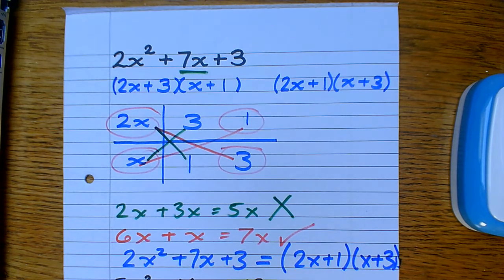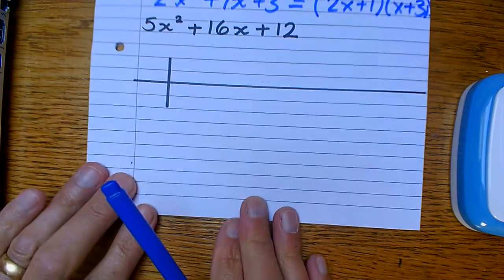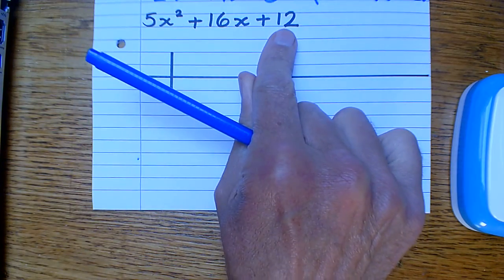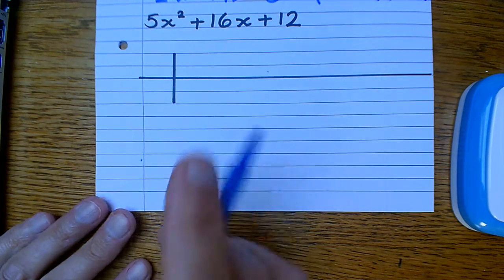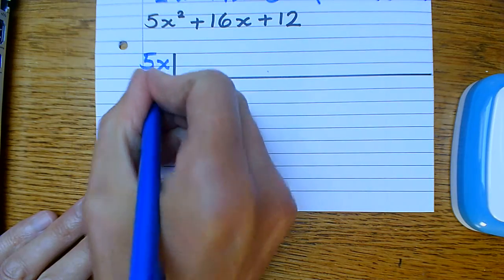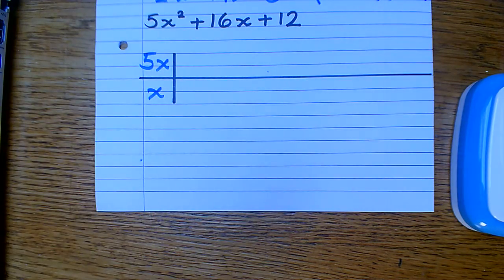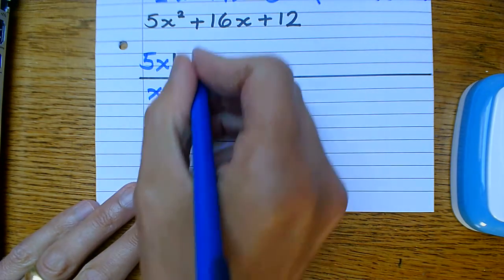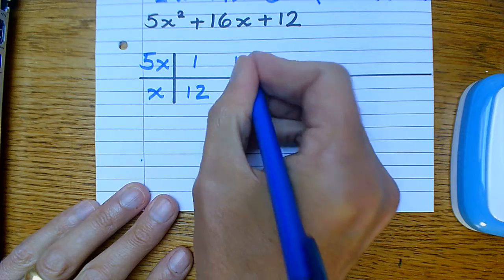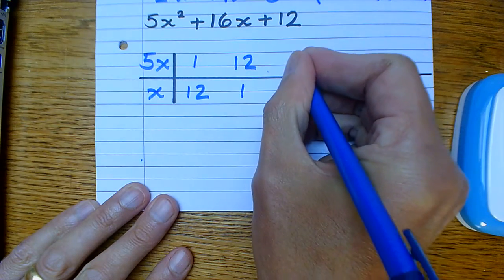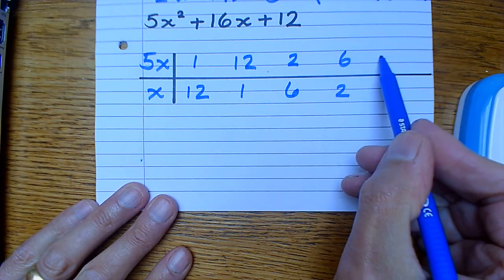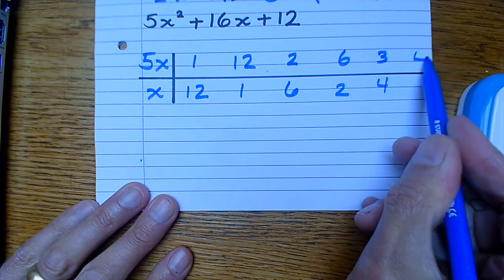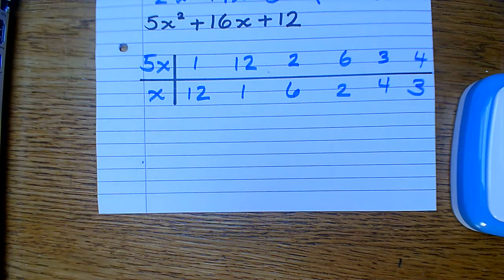So, let's try an example with more possibilities. Here we are down here. We've got one that ends with 12. So there's going to be quite a few factors for 12. So, it's going to start with 5x and x to give us that 5x squared at the front. To get the 12, we could have 1 and 12, or we could do 12 and 1. But there's other possibilities. It could be 2 and 6, or it could be 6 and 2. Or it could be 3 and 4, or 4 and 3. And we're just going to have to work our way along until we hit the one that works.